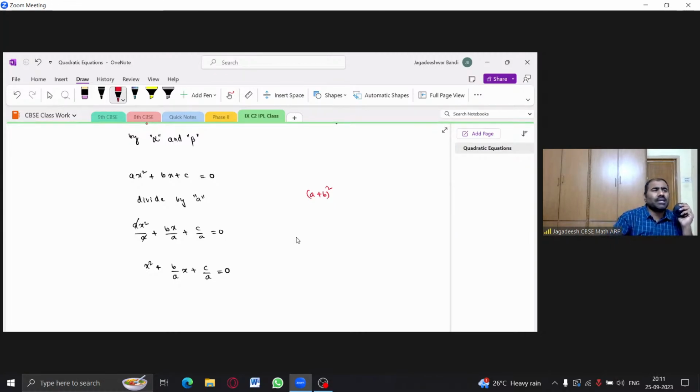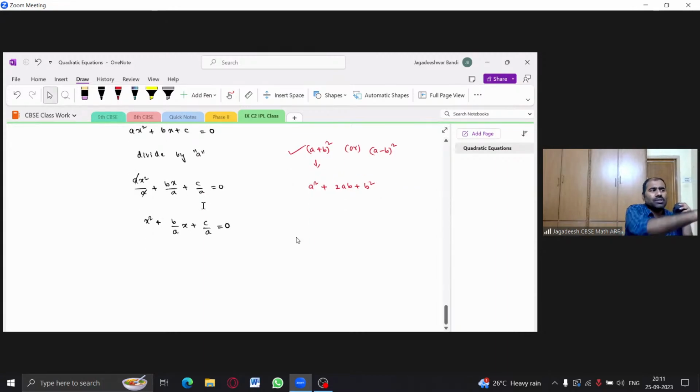You can ask me, which one do I have to use, a plus b or a minus b? Clearly, here all the terms are positive, we have plus plus. So better to use the first formula, a plus b whole square. We all know how to expand it: a square plus 2ab plus b square. The first term a square is x square. But coming to the second term, 2ab, you have to make the second term b by a.